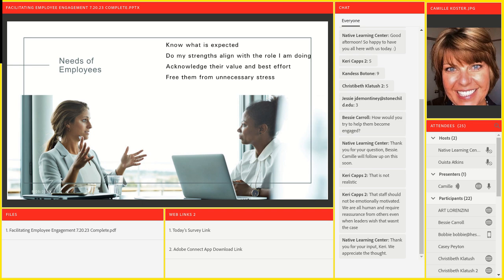So we've set the foundation for employee engagement, and we've talked about the 3 types of employees. So here are 10 fundamental needs that we know need to happen. So the first one we really have talked about before, that employees need to know what's expected.